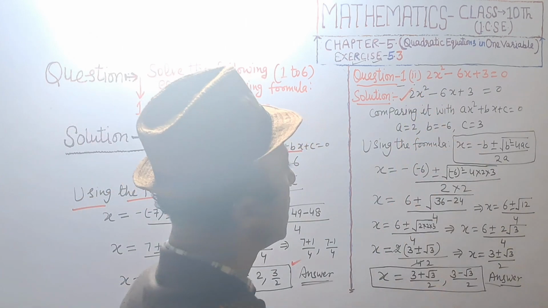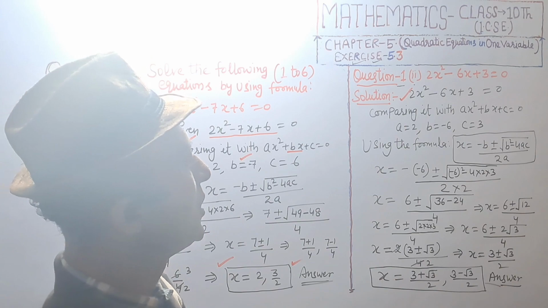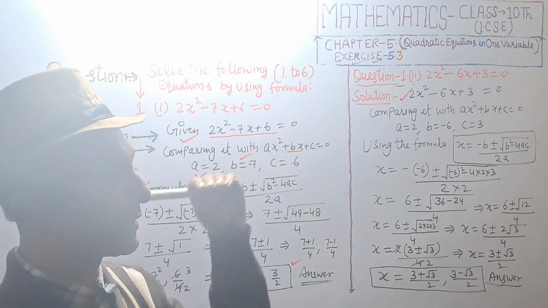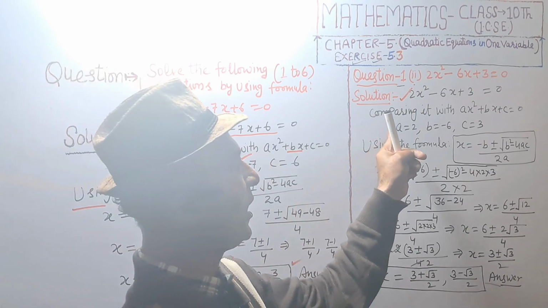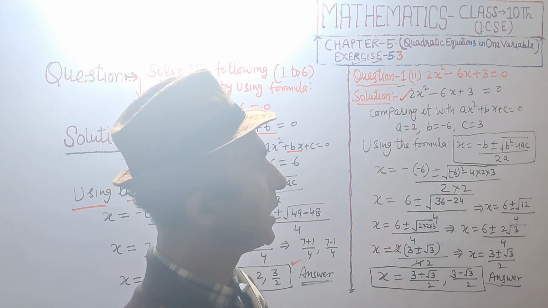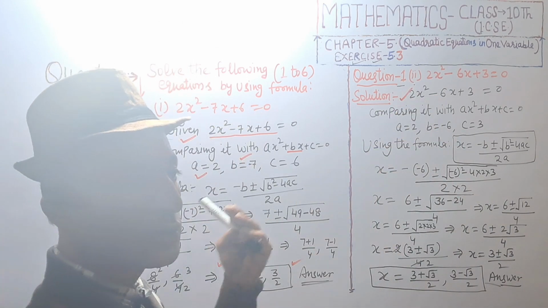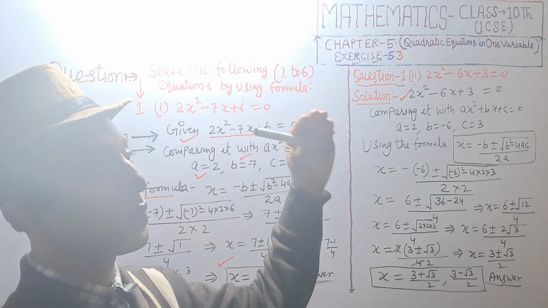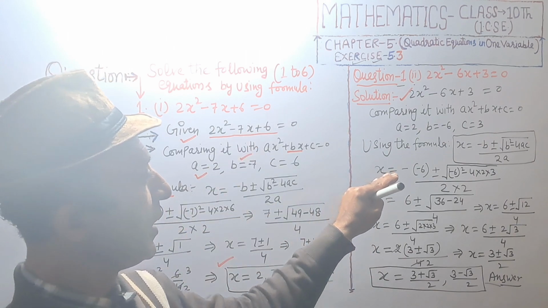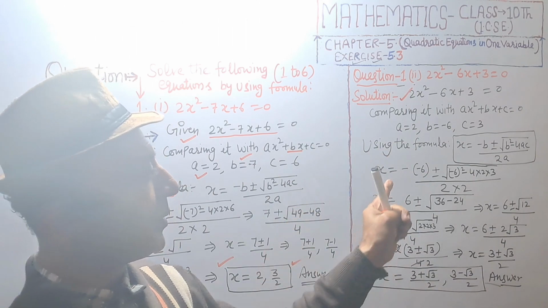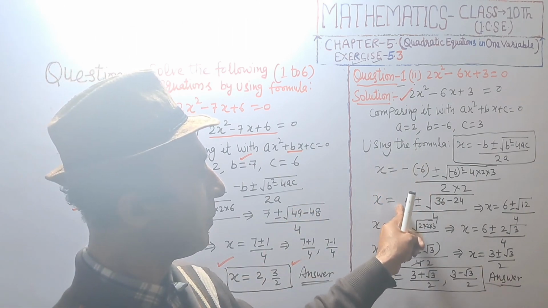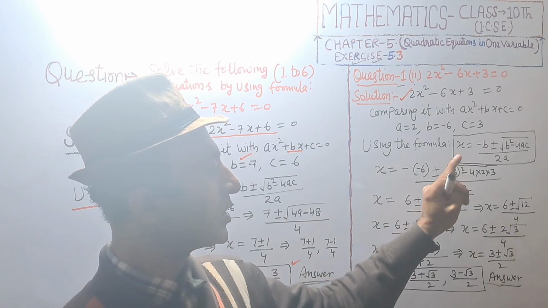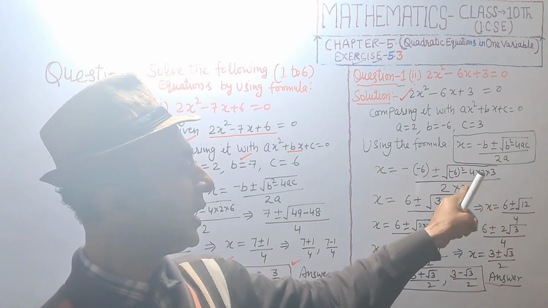Given equation is 2x square minus 6x plus 3 is equal to 0, and we are comparing it with ax square plus bx plus c equal to 0. Value of a is equal to 2, b is equal to minus 6, and c is equal to 3, and we are using the formula x equal to minus b plus minus root b square minus 4ac upon 2a. x equal to minus minus 6, that will be plus 6, plus minus 6 square is equal to 36, and minus 4 into 2 into 3, that is equal to 24.